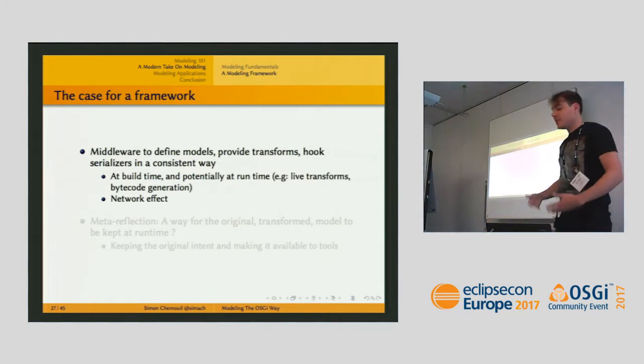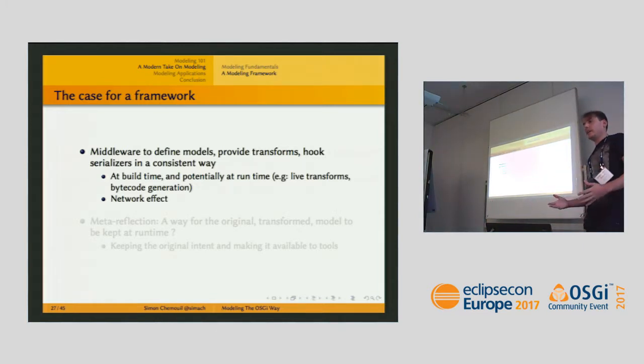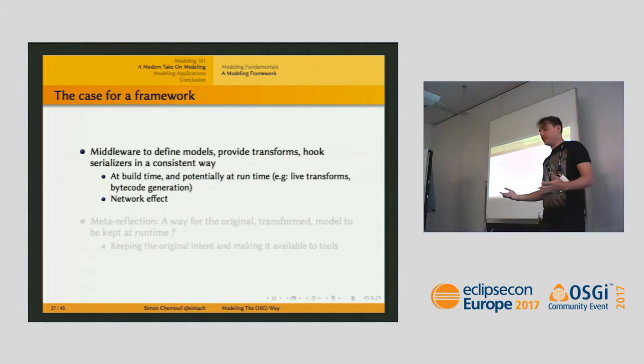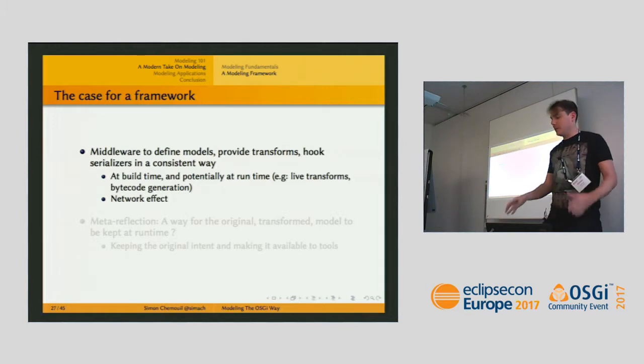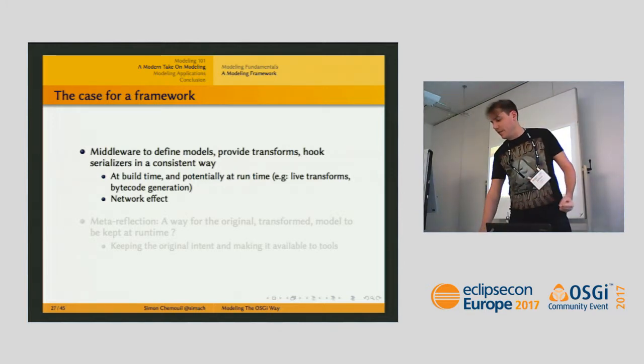And there's a strong network effect when a middleware is used by the community. Someone had, I don't know, persistence for some framework, and then you have this Java model, and everything is going to be hooked together. And basically, you get the same kind of integration that you get with OSGi, but at the model level. So it makes sense to have a framework.